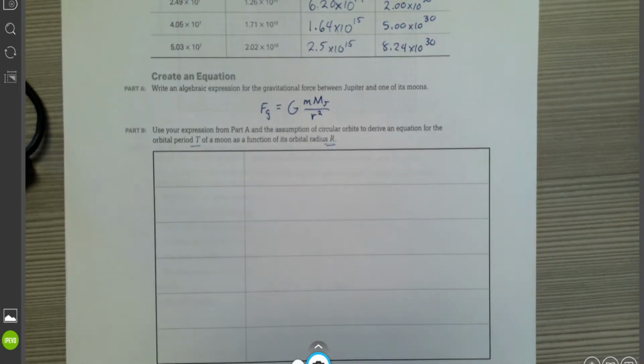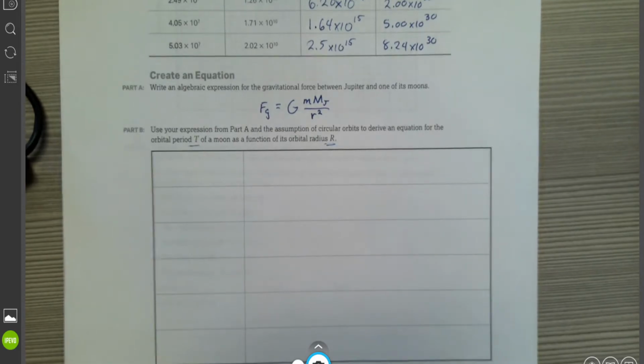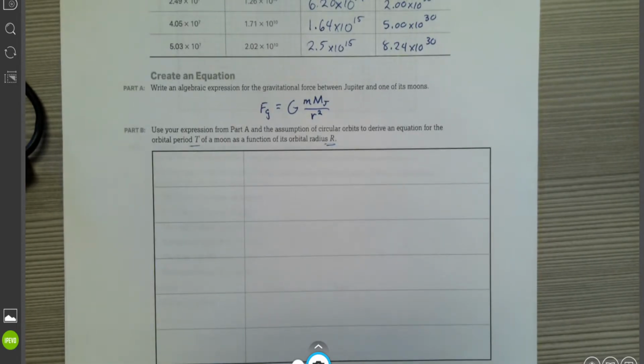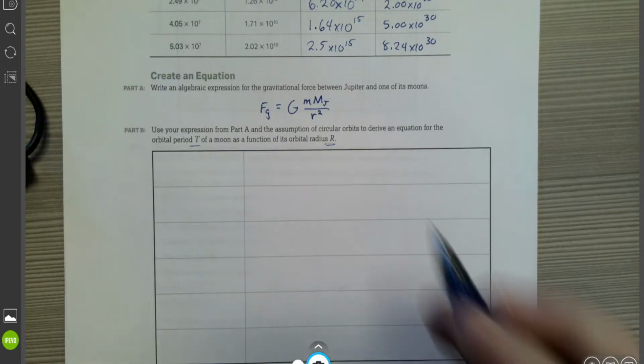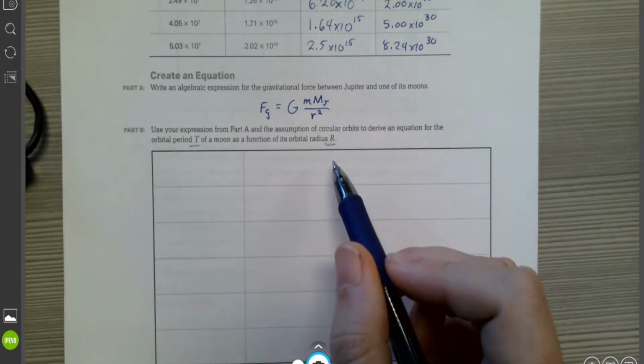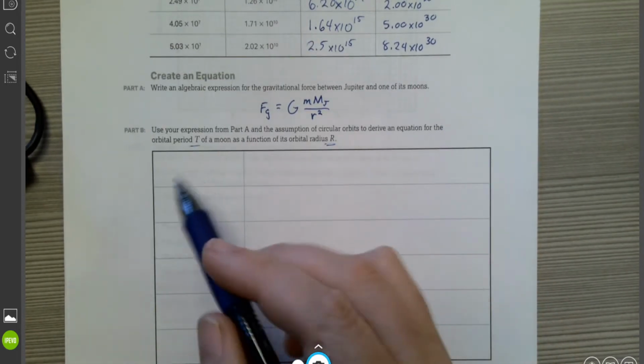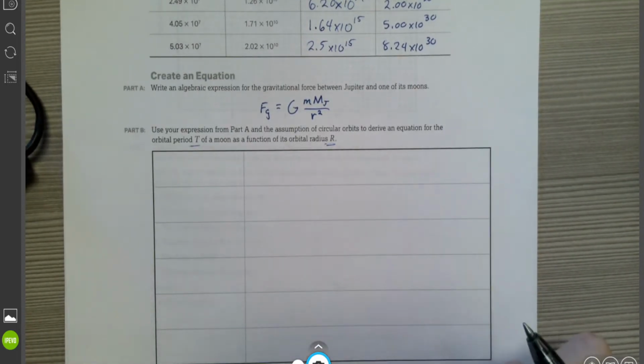Now, in part B, it says use your expression from part A and the assumption of circular orbits to derive an equation for the orbital period T of a moon as a function of the orbital radius R. Now, here's where it gets interesting. Keep in mind on the right side, we have to explain what we're doing, and on the left side, we have to actually write the derivation.